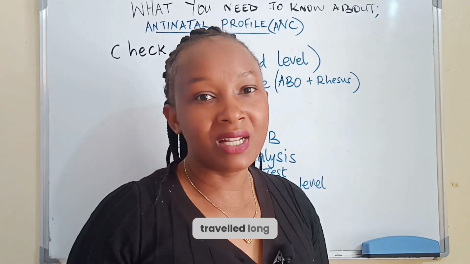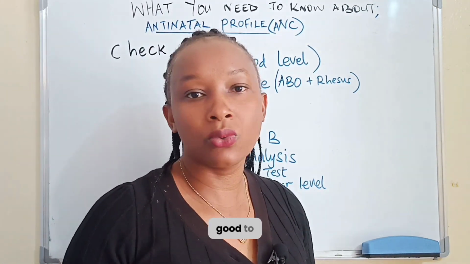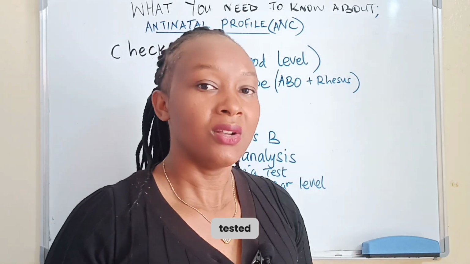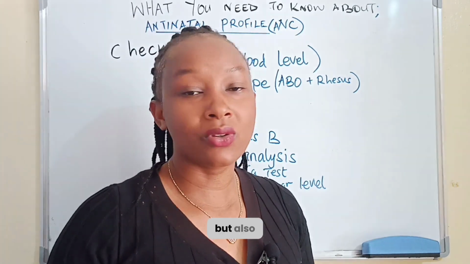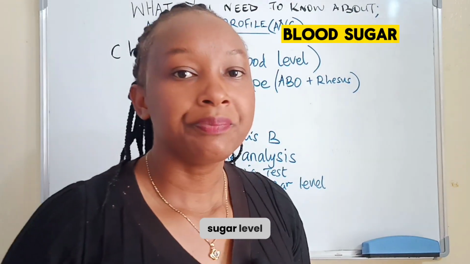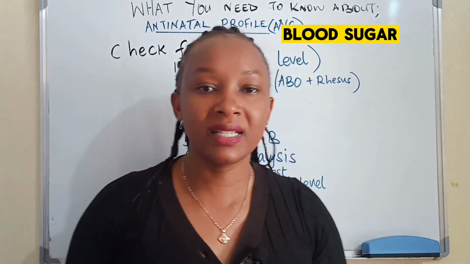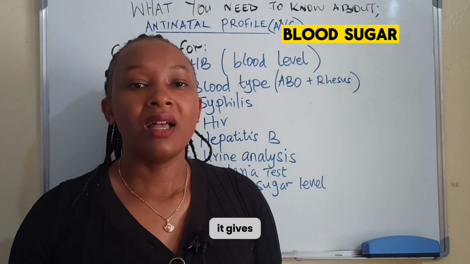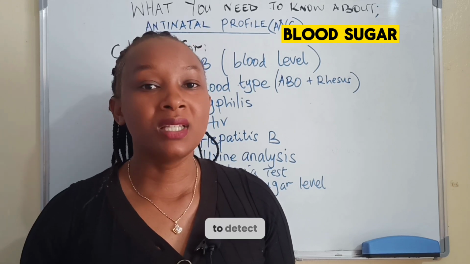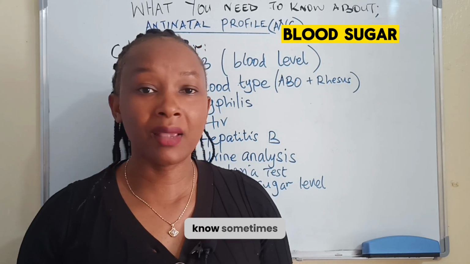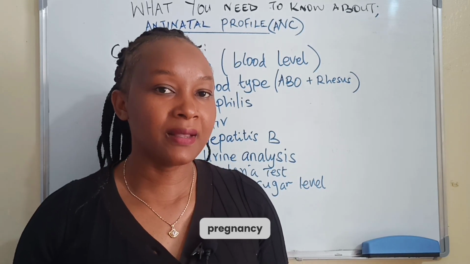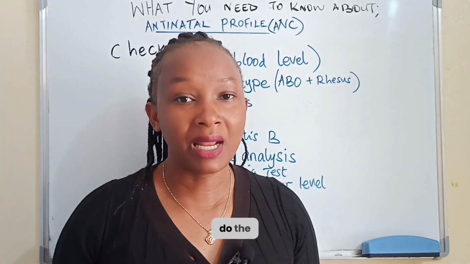Whenever you have traveled long distances, it's also usually good to report so that if you have any symptoms of malaria, you can be tested not only in the antenatal profile, but also in subsequent clinics. The last thing we look at is the blood sugar level. A blood sugar test gives an outline of how your sugars are, and helps to detect any deviations from normal. As we know, some people will have a deviation of sugars because of pregnancy. So it is always good that we do the blood sugar levels.